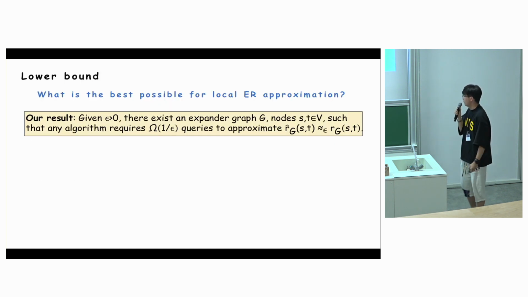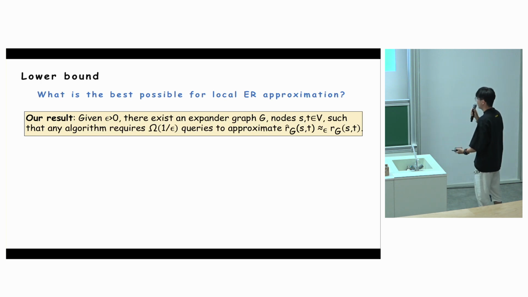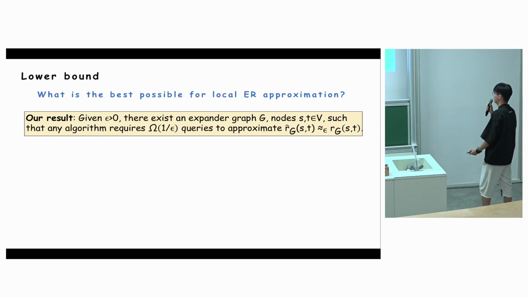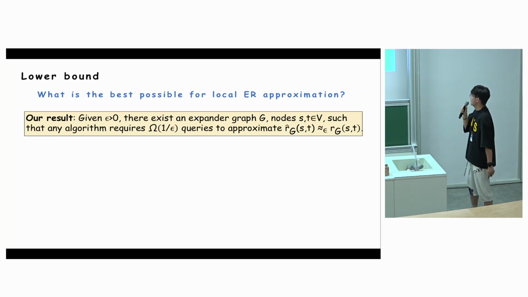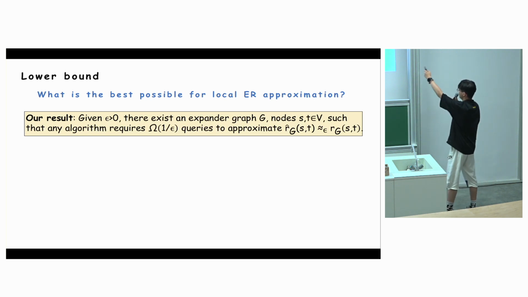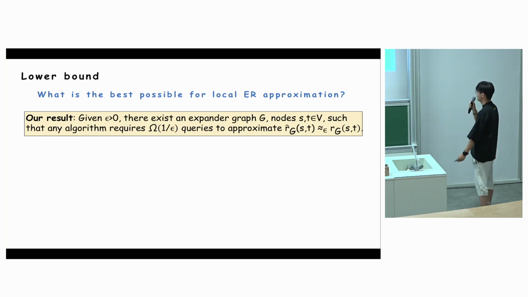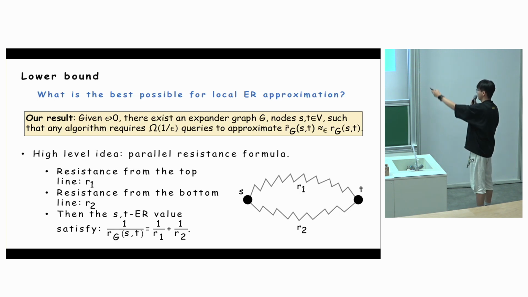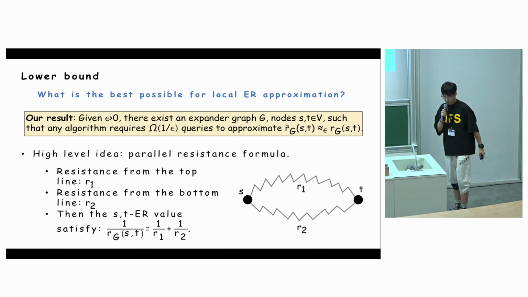The next problem is the lower bound for the local effective resistance approximation. Our second result says, given the parameter epsilon, there exists an expander graph and two nodes S and T, such that any algorithm requires at least 1 over epsilon queries to epsilon-approximate the ST effective resistance. The high-level idea behind it is the parallel resistance formula.